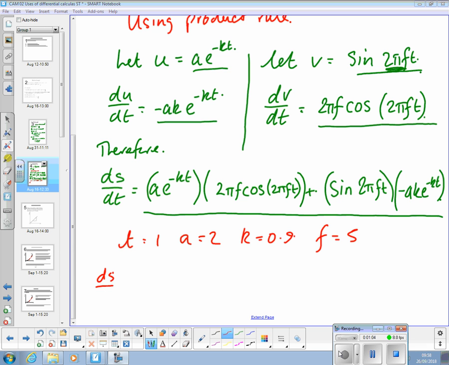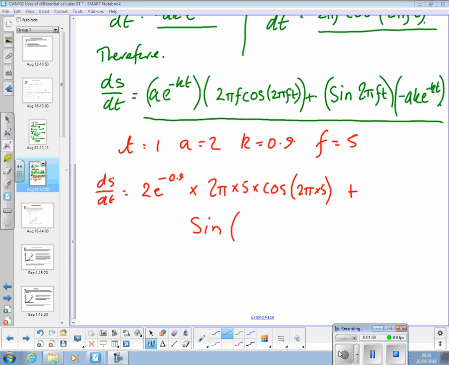So ds by dt is equal to 2 times e to the minus 0.9 times 1, because t is 1, so we leave that, multiplied by 2 pi times 5 times the cosine of 2 pi times 5. t is 1, so we just leave that, plus, go on a new line for me, sine 2 pi times 5, minus a 2 times 0.9 e to the minus 0.9.